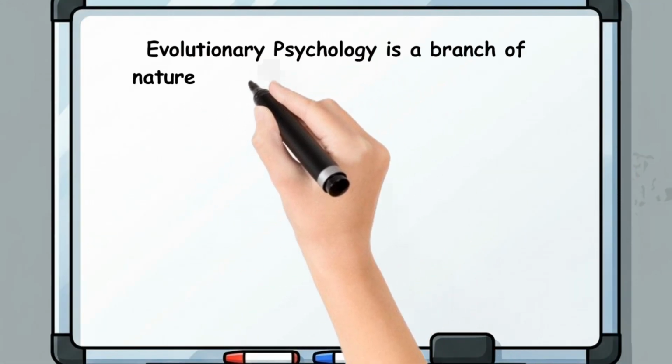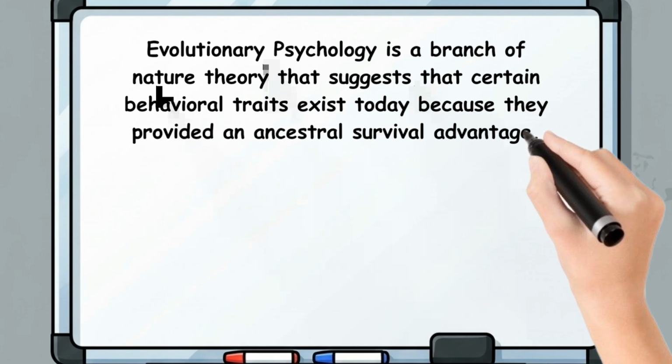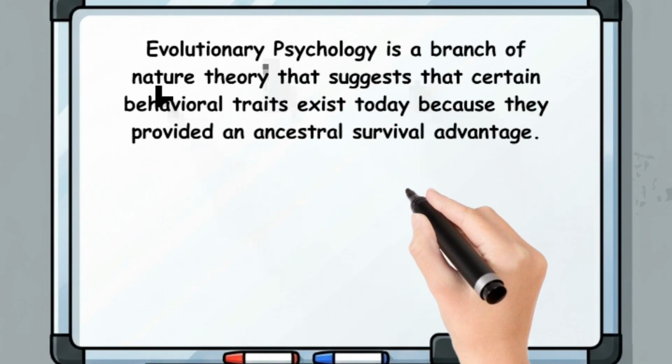Evolutionary psychology is a branch of nature theory that suggests that certain behavioral traits exist today because they provided an ancestral survival advantage.